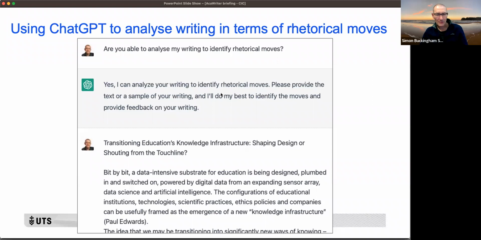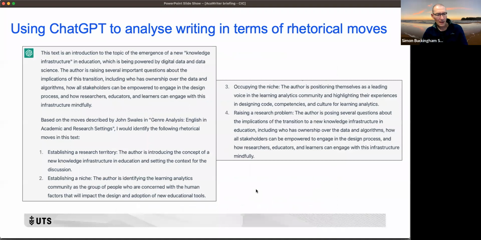Yes, I can analyze your writing. Okay, so I pasted in some text from a talk I gave, and I asked it to identify the moves in this. And here's the feedback that it came back with. Okay, so it gives a little summary of the text. And then it says, based on the work by Swales, I can see that you're establishing the research territory, you're establishing the niche, you're occupying that niche, and you're raising a problem.